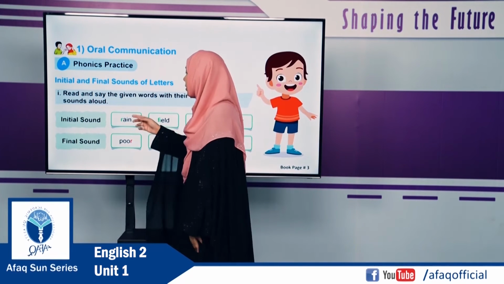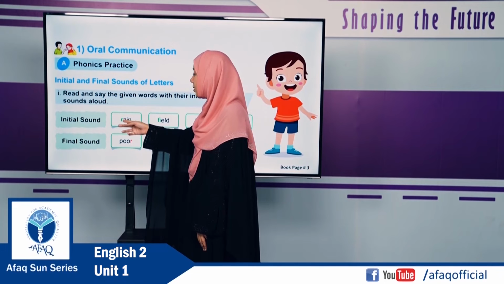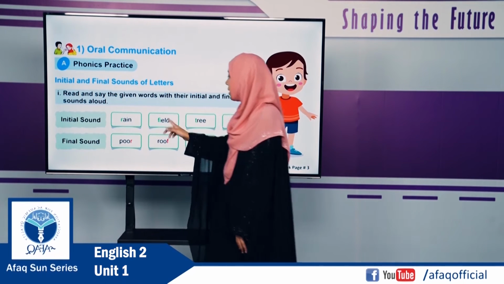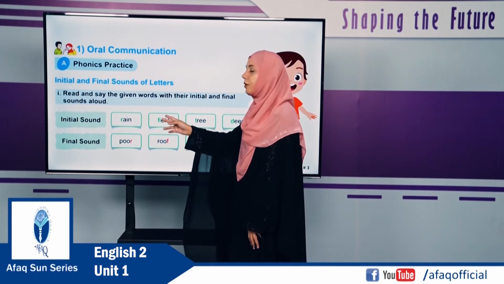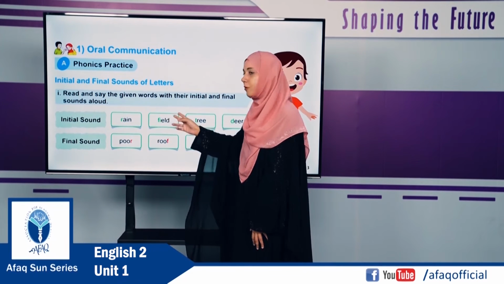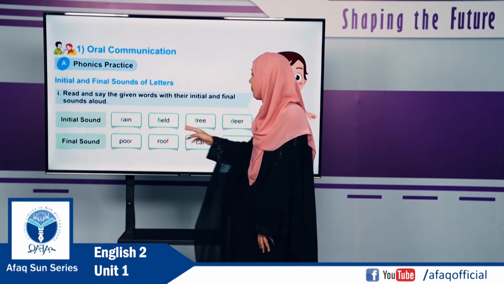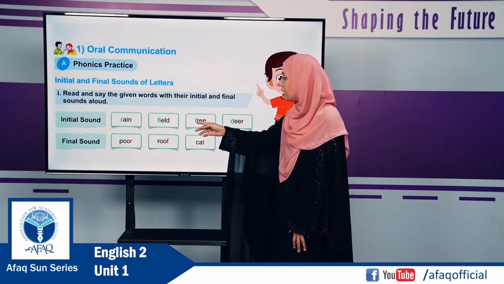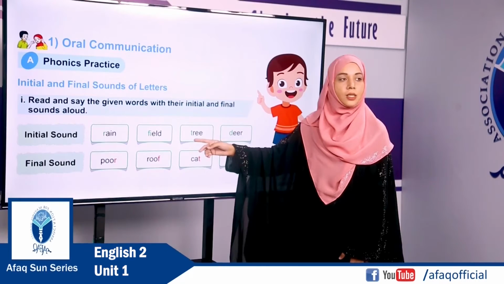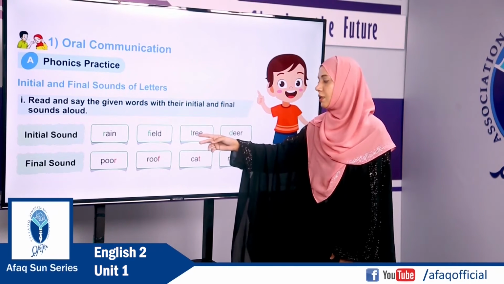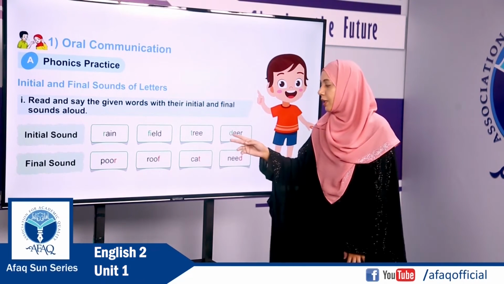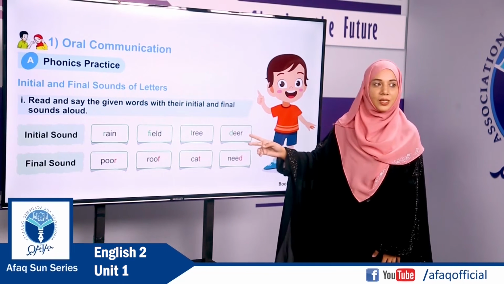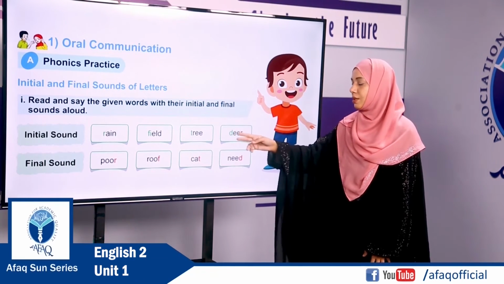Alright, the initial sound here is r, rain. The initial sound in this word is f, field, field. The initial sound in this word is, yes, can you tell me what is the initial sound in this word? Theta, tree, very good. And the initial sound in this word is deer, yes, it is d.